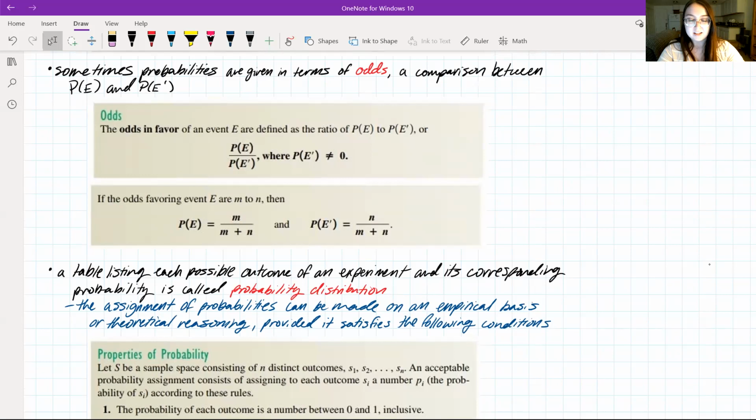All right. So then if the odds favoring event E are M to N, then the probability of E is equal to M divided by M plus N, and the probability of E prime is equal to N divided by M plus N. So this is like if your odds in favor of event E are 9 to 11, then your probability of E is going to be 9 divided by 20. Or your probability of the complement of E would be 11 divided by 20, because you want to add your M and N and have that in your denominator.